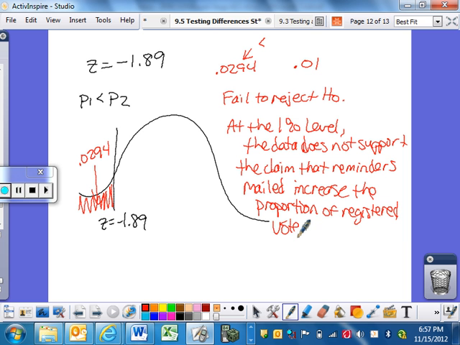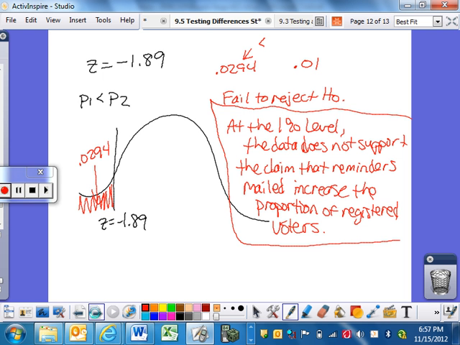And what does that mean in real life? If you're going to vote, you're going to vote. You don't need to be reminded to vote. Okay? You're going to vote. You got to know when that's going to happen. So that's basically what that's saying. We failed to say that there was a significant difference in the groups. So at the 1% level, you can just say the data does not support the claim that these reminders will increase the proportion of registered voters.